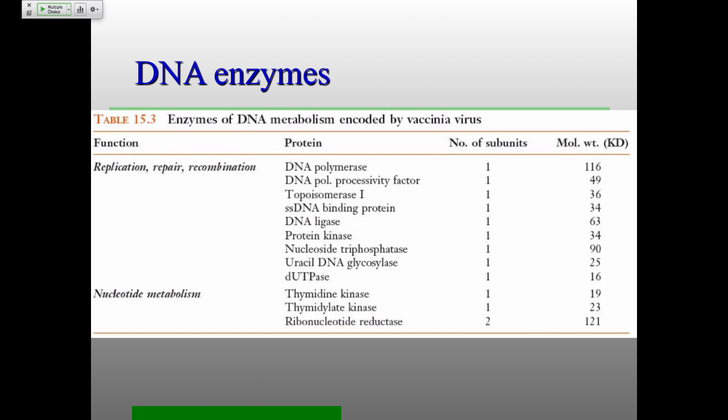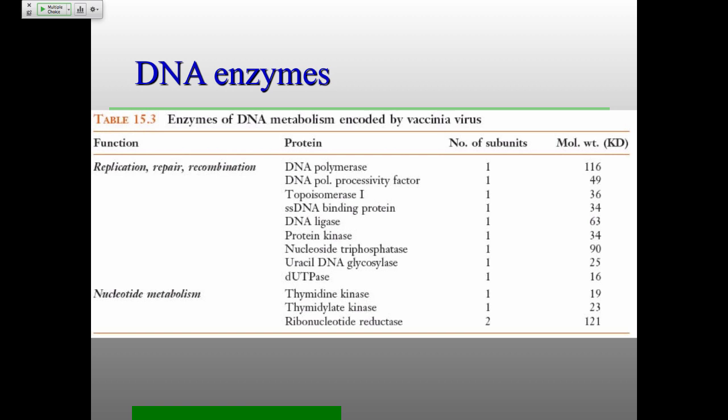Yeah? So is it still taking from the stock of RNAs in the cytoplasm of the cell? Yeah, so it's using RNAs in the cytoplasm of the cell. The whole replication process takes place in the cytoplasm. It has nothing to do with the nucleus at all.